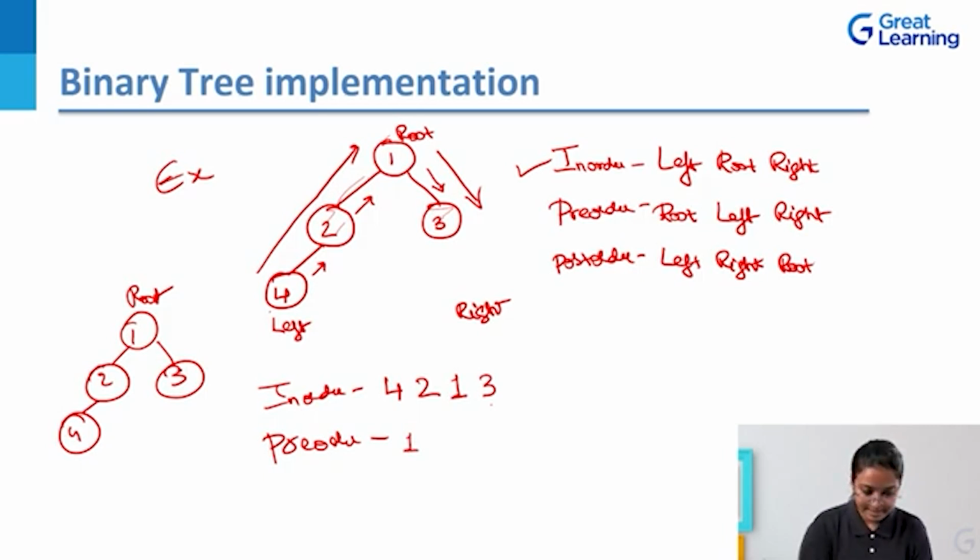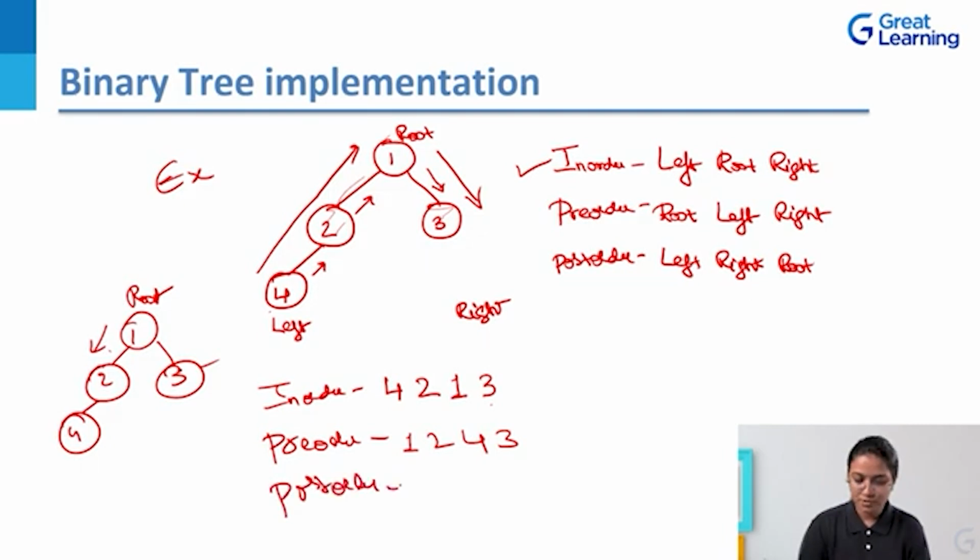Next it says you have to go towards the left. So what is there in the left? This side you have 2 first and then 4. So what I'm writing, it's 2 here and 4 next. Then you have to visit the right side. So at the right side you have 3. So this is how pre-order traversal will work in a binary tree. So quickly we shall see the last one, that is post-order.